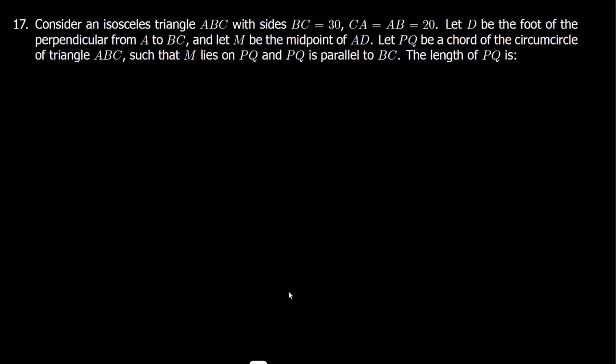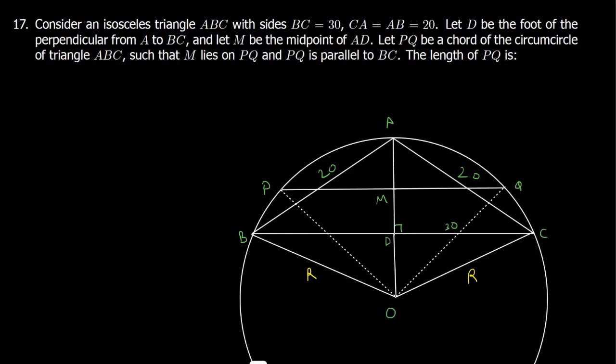So let's look at the next question here. Consider an isosceles triangle ABC with side BC equal to 30, CA equal to AB equal to 20. And if you try to calculate whether it's acute or obtuse, you will find it is an obtuse angle triangle. Now I made the diagram with all the further information that is given in the question. Let me read that out. Let D be the foot of the perpendicular from A to BC. So it's D, and it will divide the opposite length into two equal parts. So each of BD and DC will be 15 cm. Let me write that.